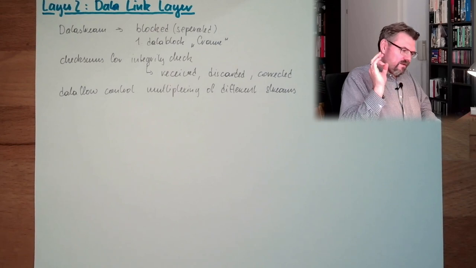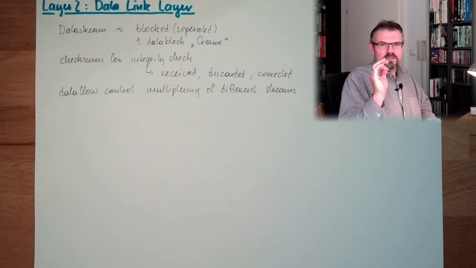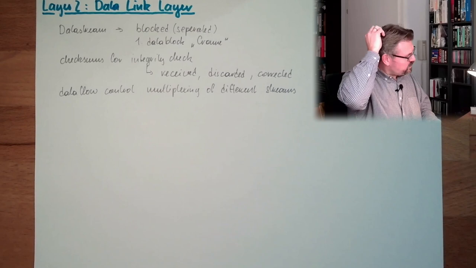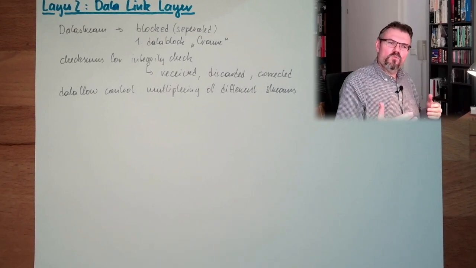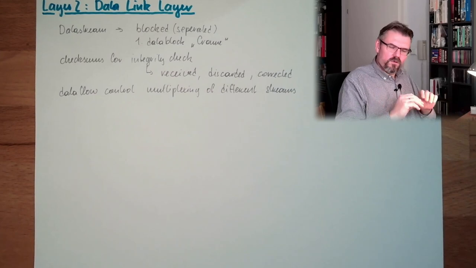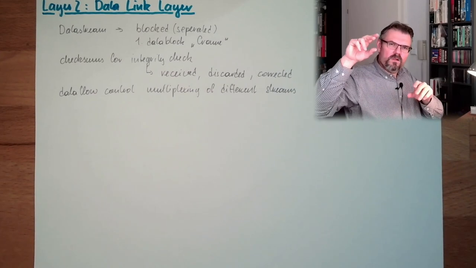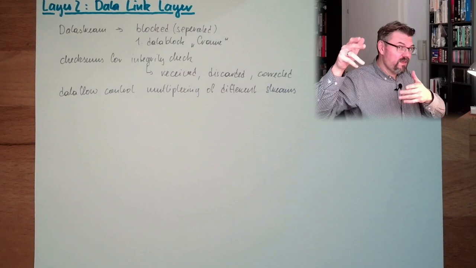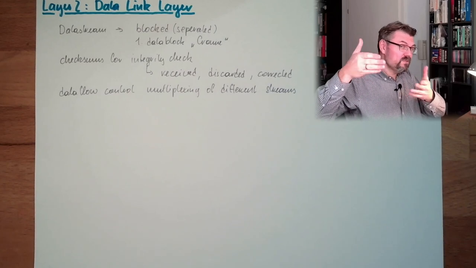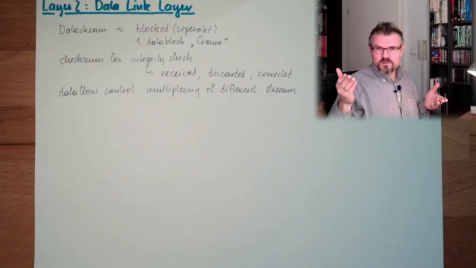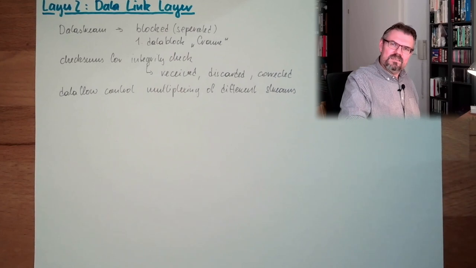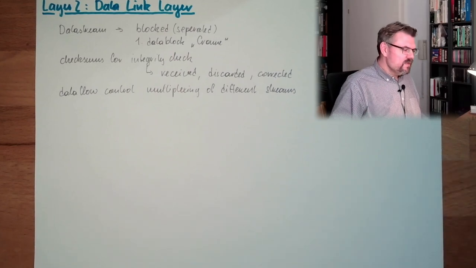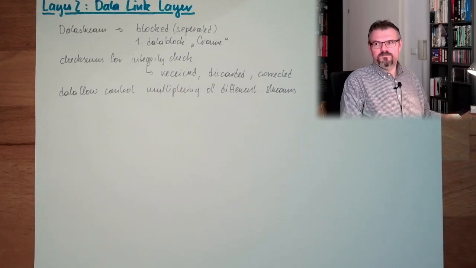However, the ISO OSI reference model did not consider competing access to one transfer medium. We have one transfer medium and several stations which might read or write something on this medium to exchange information. So there is some competition between them to access this medium.